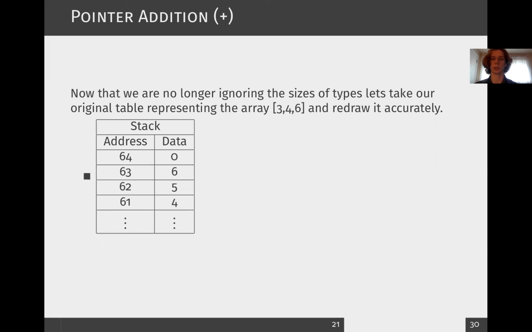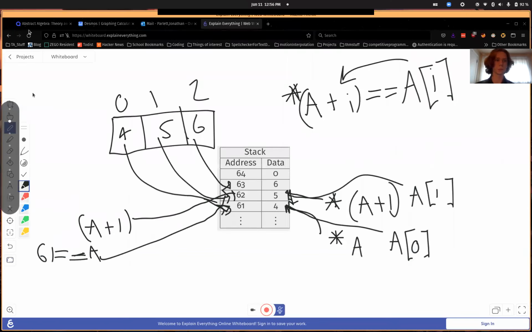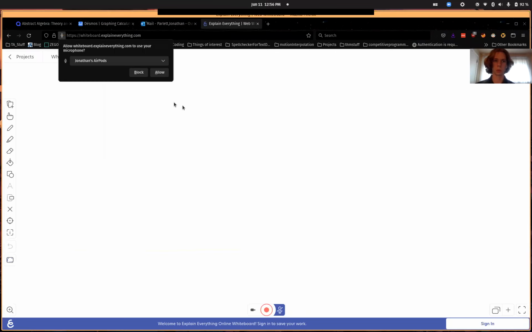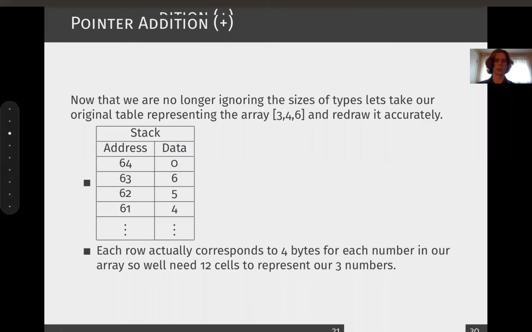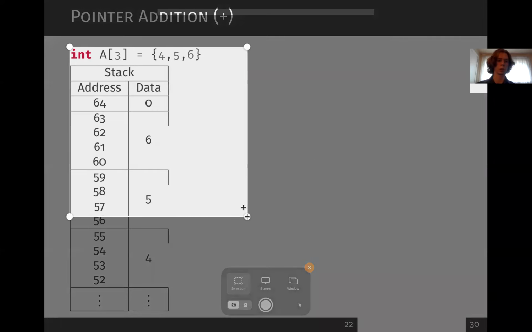So now that we're no longer ignoring the size of types, let's take our original table representing the array 3, 4, 6, and let's redraw it accurately. Each row in this table, so these are integers, each row actually corresponds to 4 bytes, 4 memory locations for each number in the array. So we need a total of 12 cells to represent our 3 numbers. Now let's reset my whiteboard real quick, and let's go take a look at our drawing of this, okay? And let's take this over to our whiteboard and just talk about it.